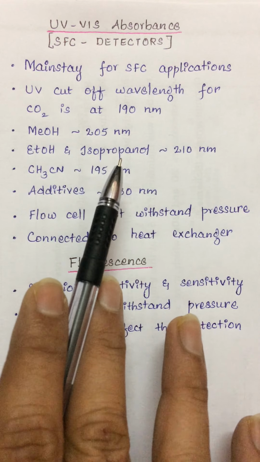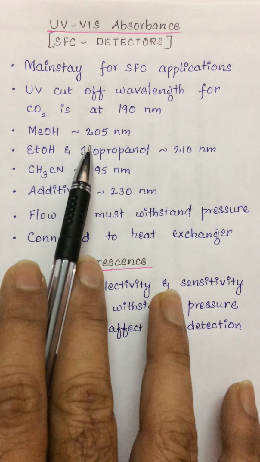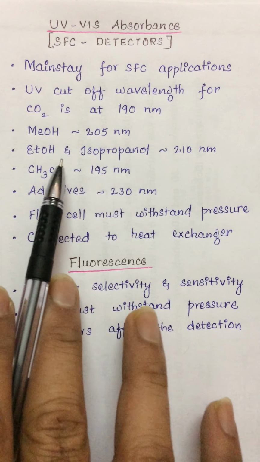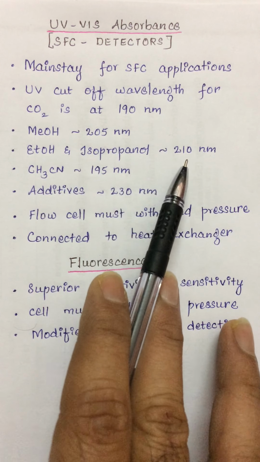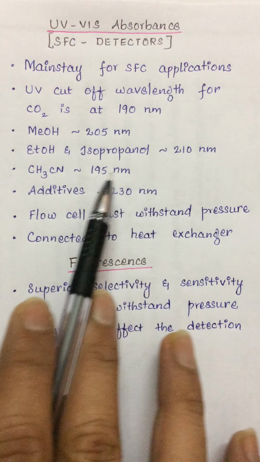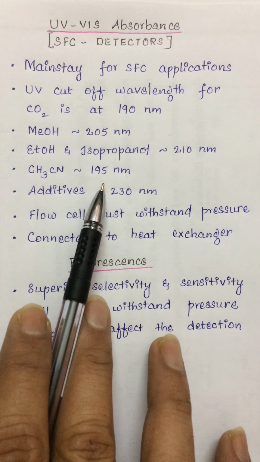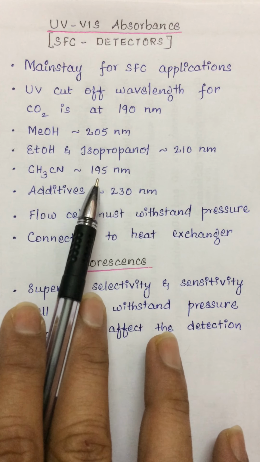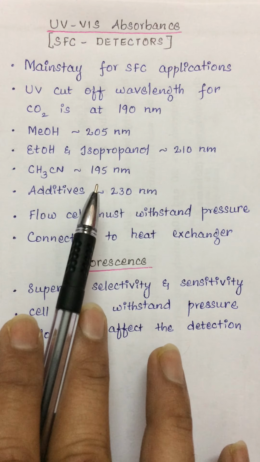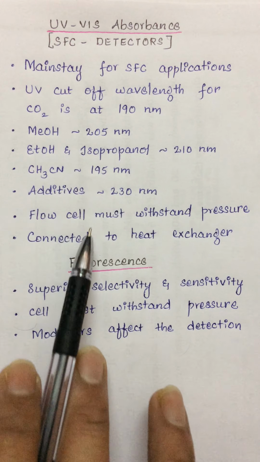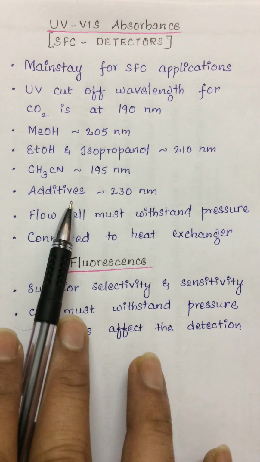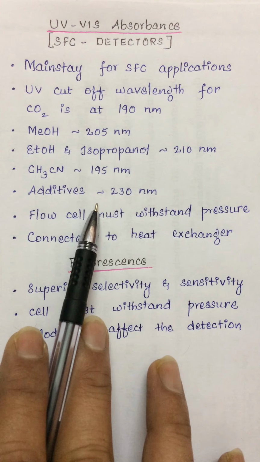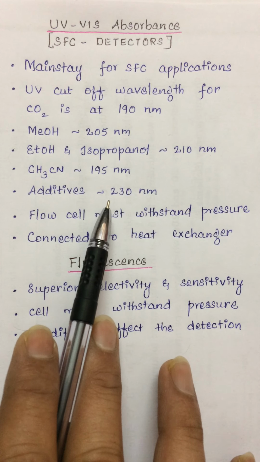Also, the UV cutoff wavelength for some modifiers is given. Methanol, the cutoff wavelength is about 205 nanometer. Ethanol and isopropanol, the cutoff wavelength is about 210 nanometer. Acetonitrile, whose cutoff wavelength is about 195 nanometer, is seldom recommended for supercritical fluid chromatography because of its relative toxicity. We can have some additives, often acids or bases, which absorb around 230 nanometer, so this becomes the cutoff for these additives.